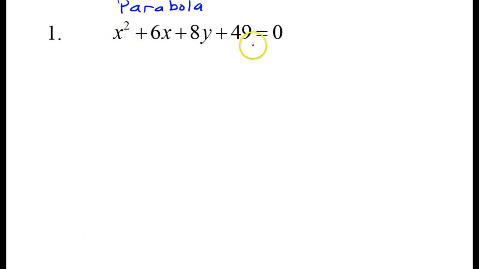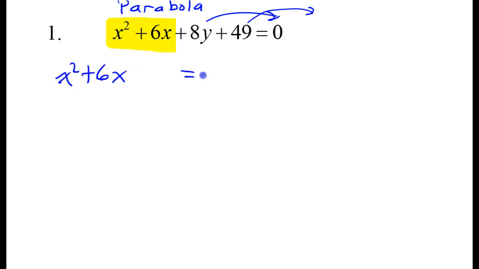So for problem number 1, we need to rewrite this in the standard form for a parabola. We notice that the x is squared, so I'm going to leave the x terms on the left side of the equation, and I'm going to move the y terms over to the other side. So that's going to give me x squared plus 6x is equal to negative 8y minus 49.